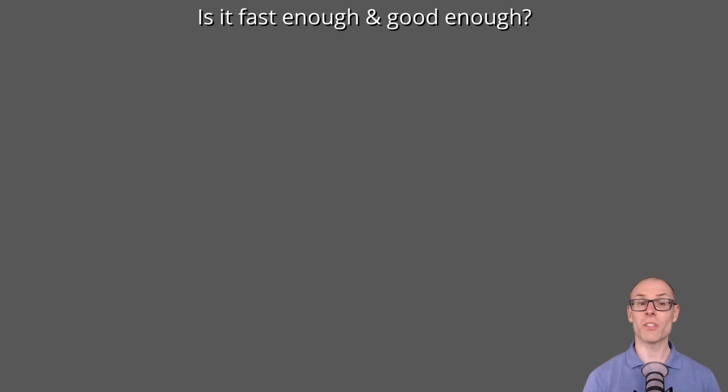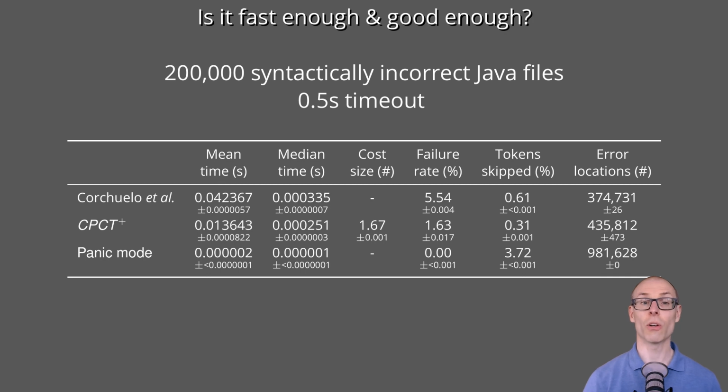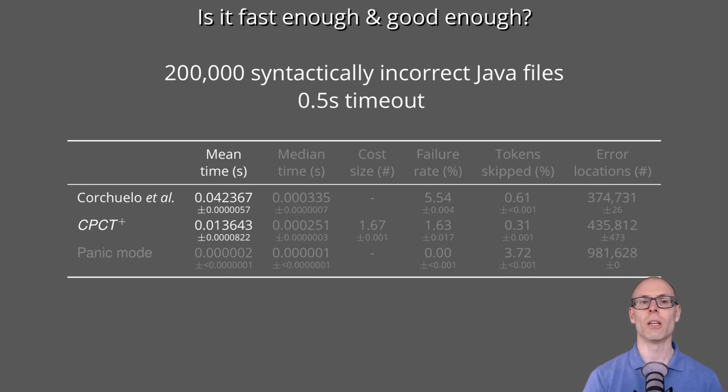So, is CPCT Plus fast enough and good enough to be usable? To find out, we created a large-scale experiment using 200,000 real-world syntactically incorrect Java files from the Blackbox project. We set a timeout of half a second because we think most users will tolerate error recovery taking up to that amount at the absolute maximum. Some of the core results can then be seen above, and let's dive into a couple of details.